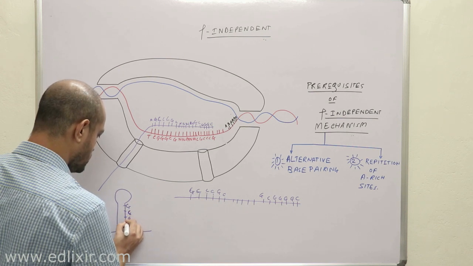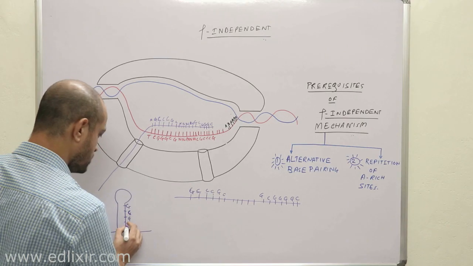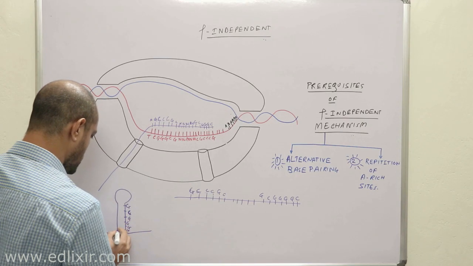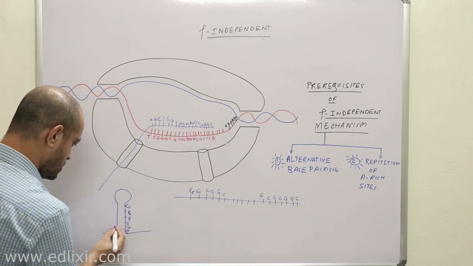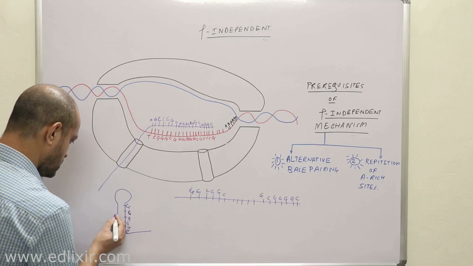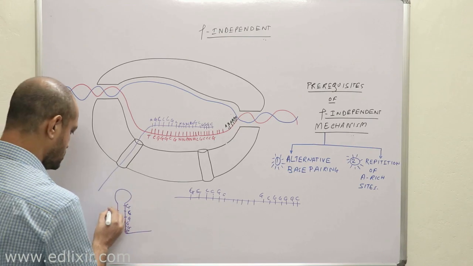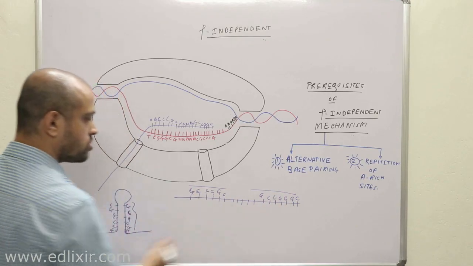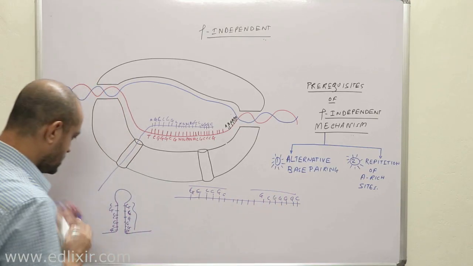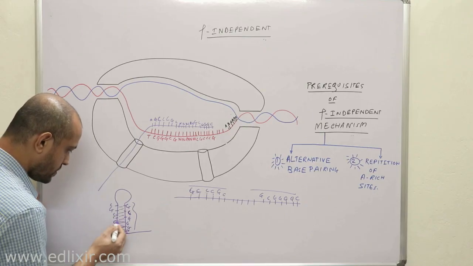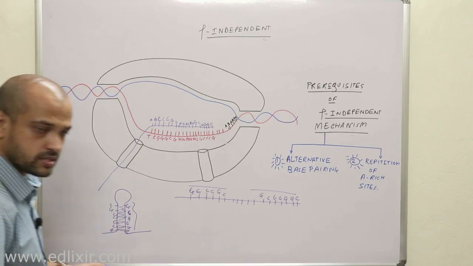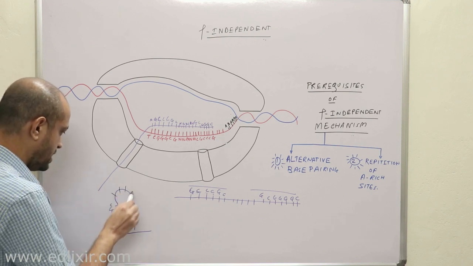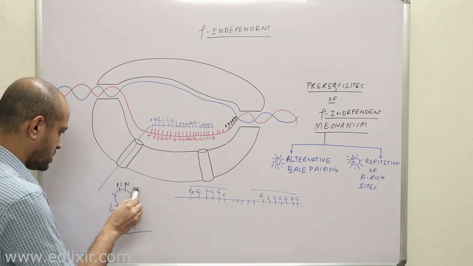Then G, G, G, G, C, right? And opposite to C there will be G, C, C, C, C, G, C, right? You will get these things here and here. That means these two are complementary to each other. Therefore, they will have hydrogen bonds. Now, an important point you need to understand here is this: this loop consists of all N nucleotides, that means any nucleotides.